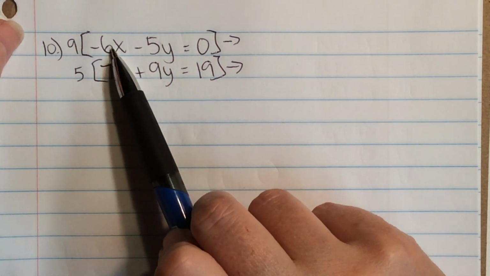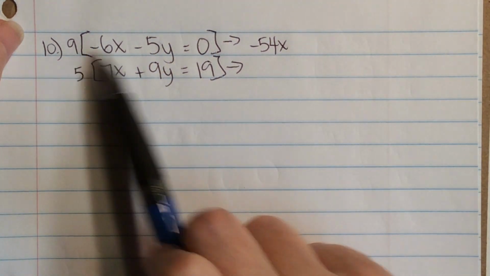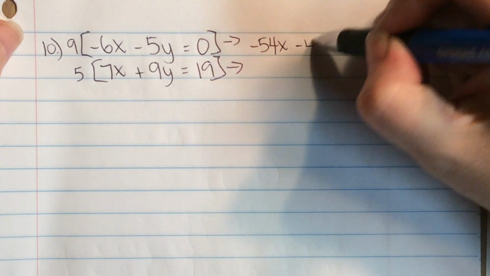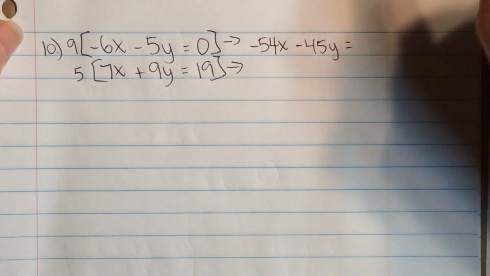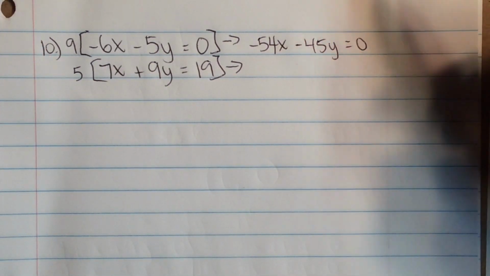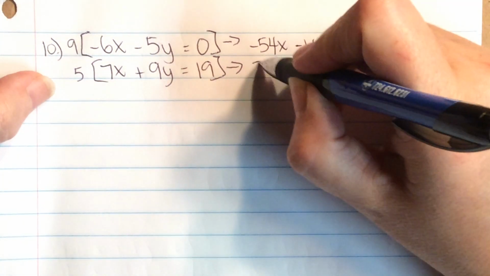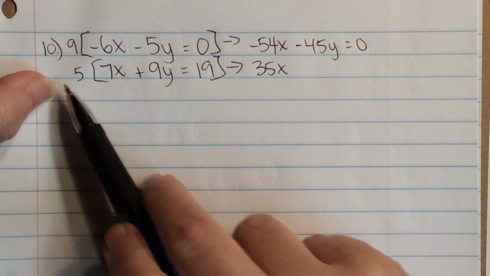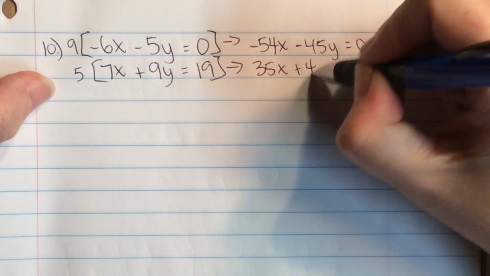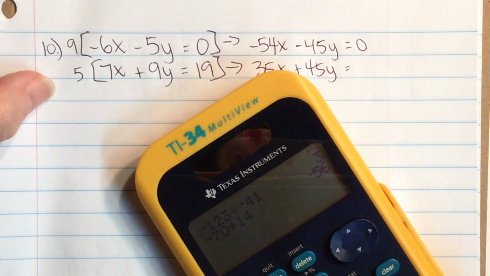So 9 times negative 6 is negative 54. And 9 times negative 5 is negative 45. And no matter what it is, times 0 is going to be 0. Junk times 0 is 0. 5 times 7 is 35. 5 times 9 is 45. And 5 times 19, I don't know. 95.